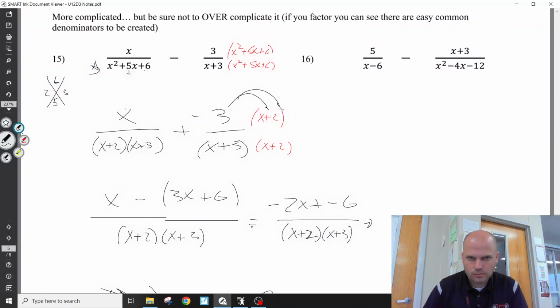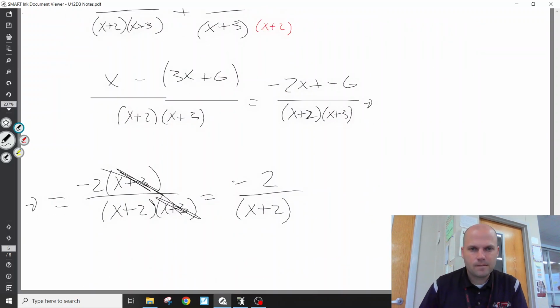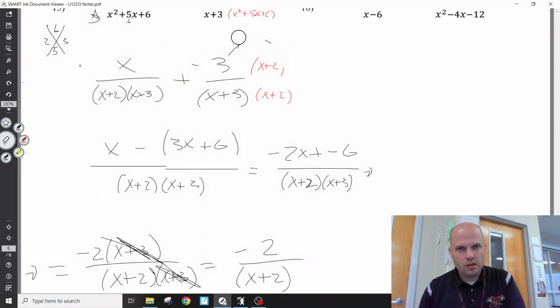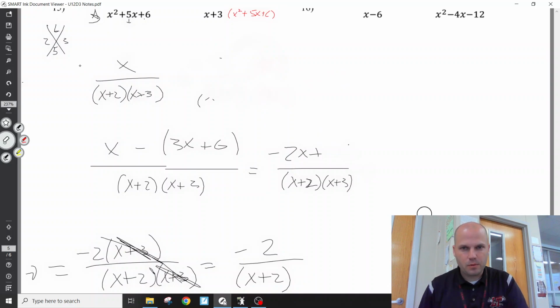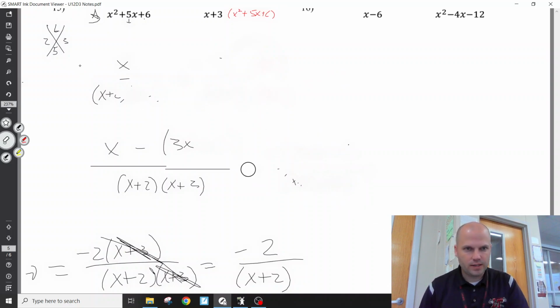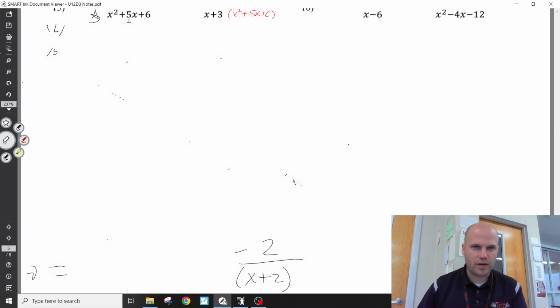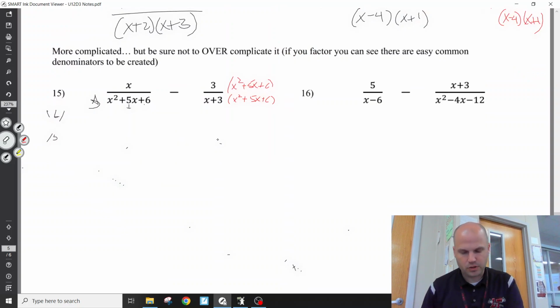Okay? Now, if you want to see how the other way works, and I'm only going to do this example so that we don't run out of time, I'll get the same answer, just creating a common denominator. Okay, negative 2 over x plus 2. I haven't even tried this. I'm going to try it because I know it's going to work. It's math. Okay, ready? I'm going to multiply by the other denominator.